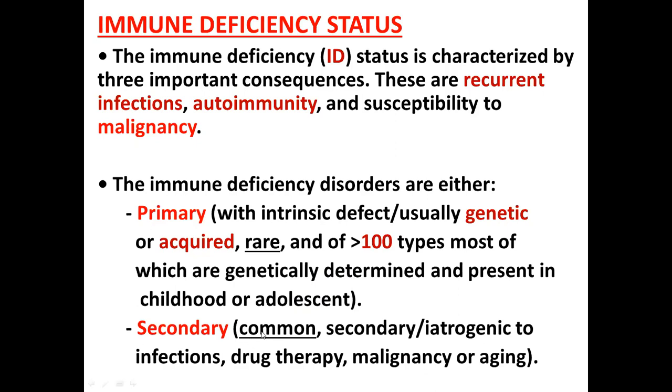Secondary, they are common. Secondary or iatrogenic to infection, to drugs, to malignancy, to aging. The old age suffer from secondary immune deficiency. So they are primary, which are rare, and secondary, which are common. We are not going to talk about 100 types. I have selected for you just a few important types that we are going to discuss.